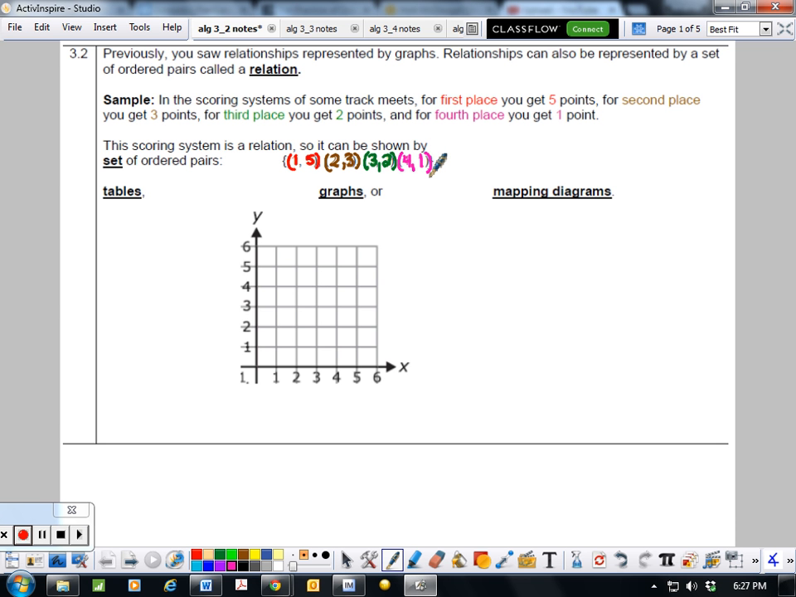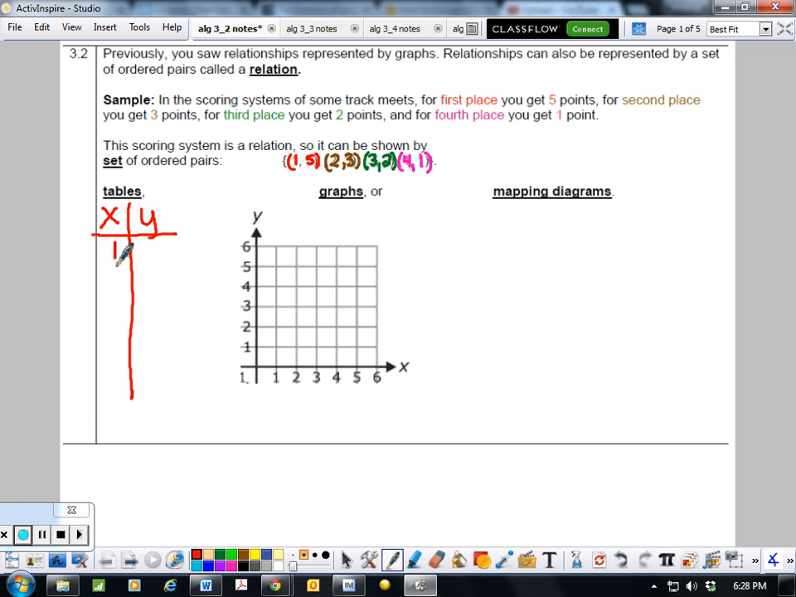And for fourth place, we have 1 point. And so we can represent this relation by that set of ordered pairs, but we can also represent it in different ways. We could represent it by a table. So with a table, usually that first number is called an X, and the second number is called a Y, and I can put that in a table.